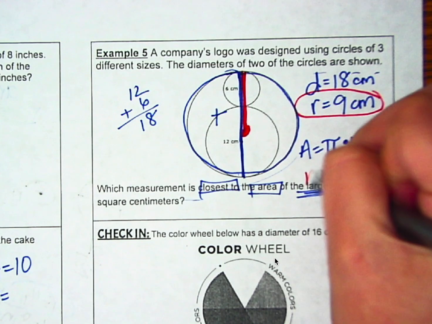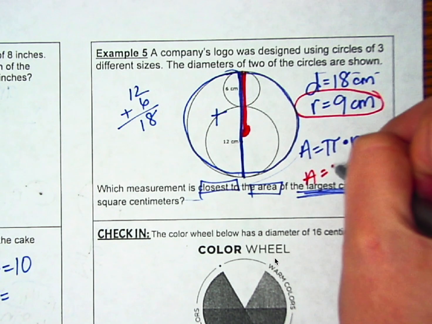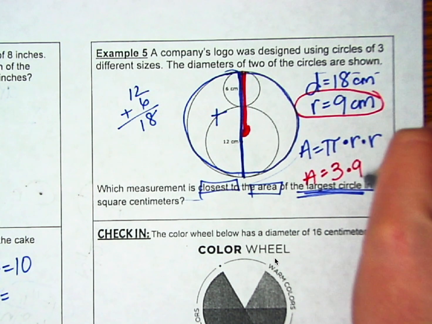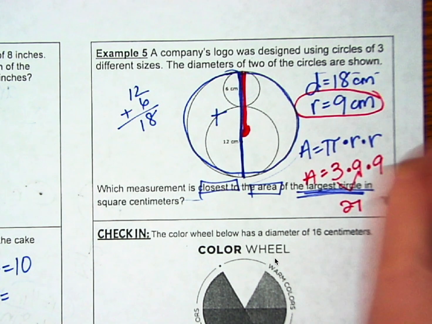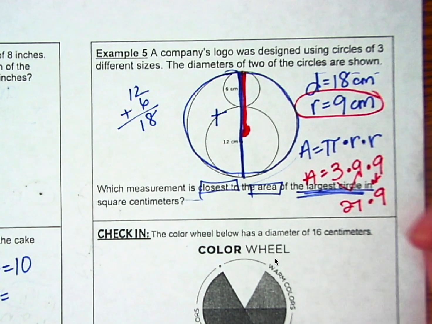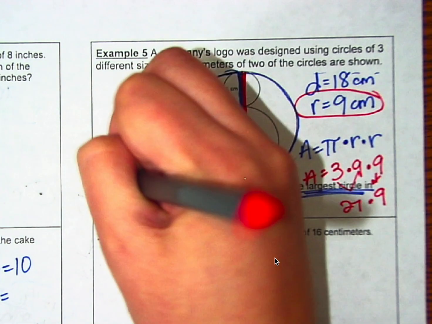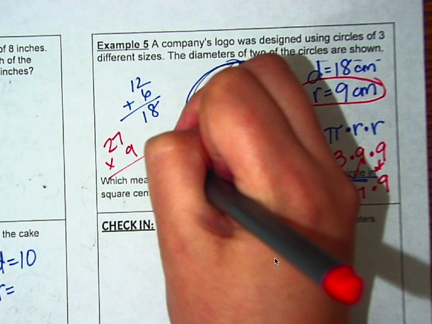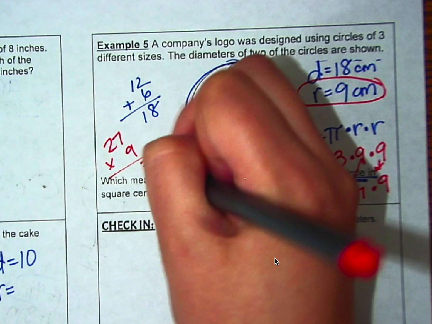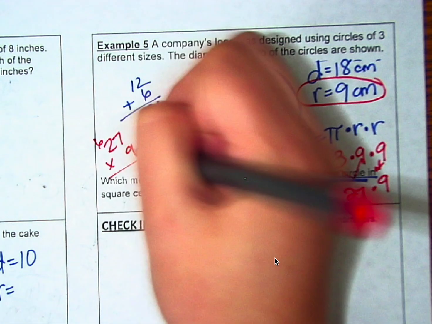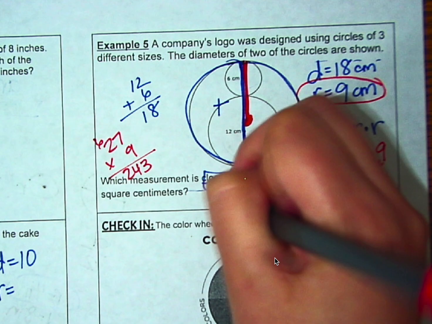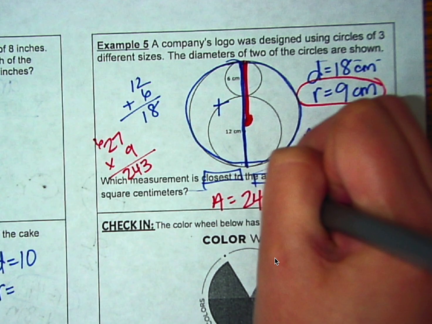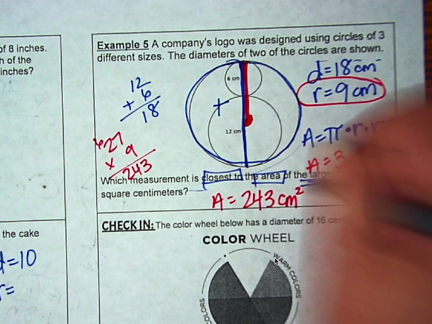I know that 3 is pi. My radius is 9 times 9. So 3 times 9 is 27. And then bring down my last 9. So 27 times 9. 9 times 7 is 63. 9 times 2 is 18, plus 6 is 24. So the area is 243 centimeters squared.